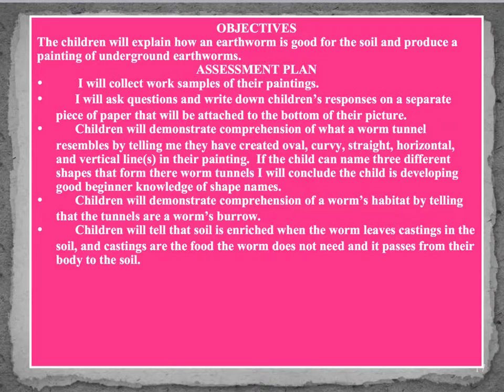If the child can name 3 different shapes that form their worm tunnels, I will conclude the child is developing good beginner's knowledge of shape names. They will demonstrate comprehension of worm habitat by telling how the tunnels are the worm's burrow, and they'll tell that the soil is enriched when the worm leaves castings in the soil, and castings are the food the worm does not need, and it passes from their body to the soil.